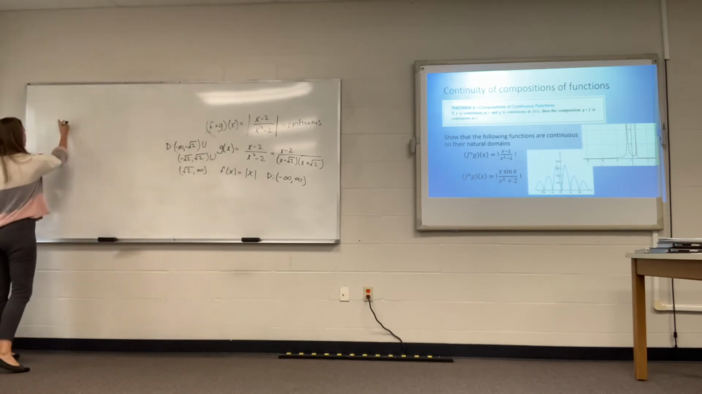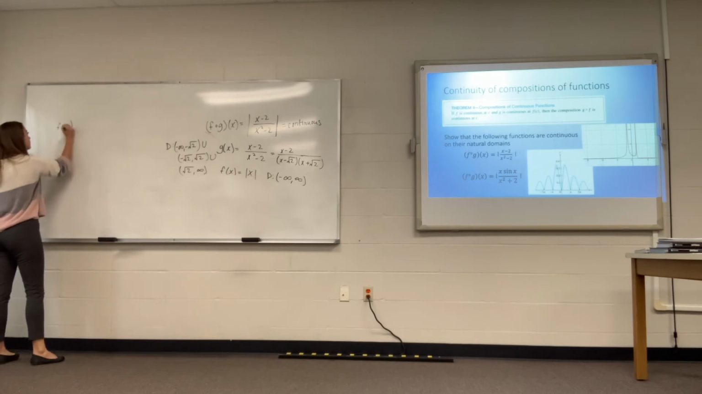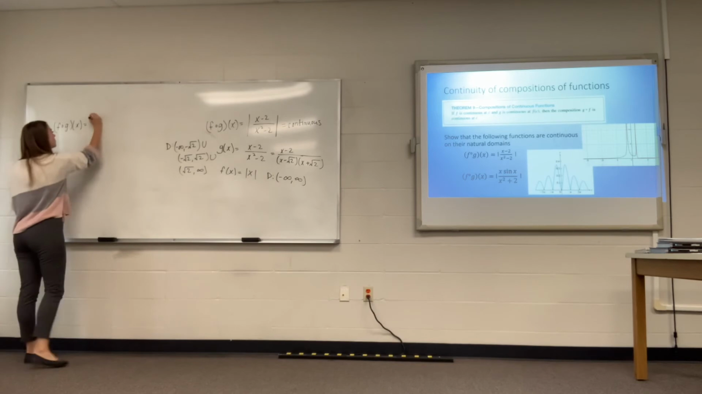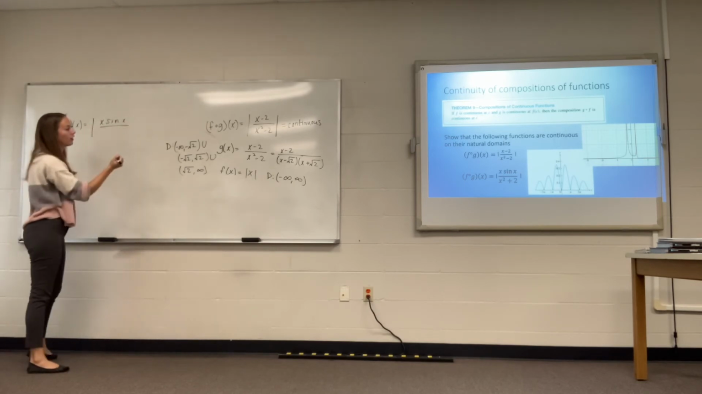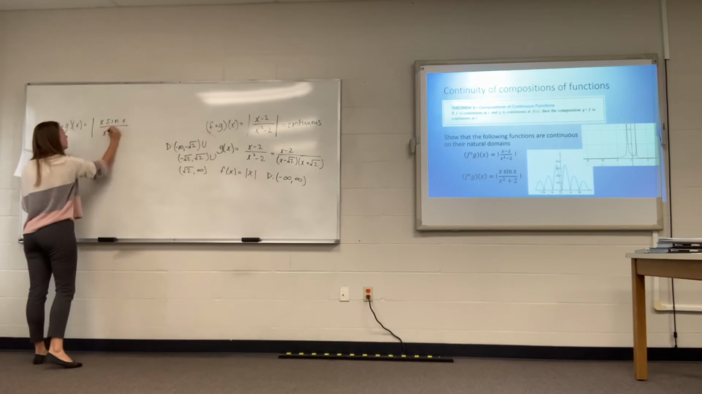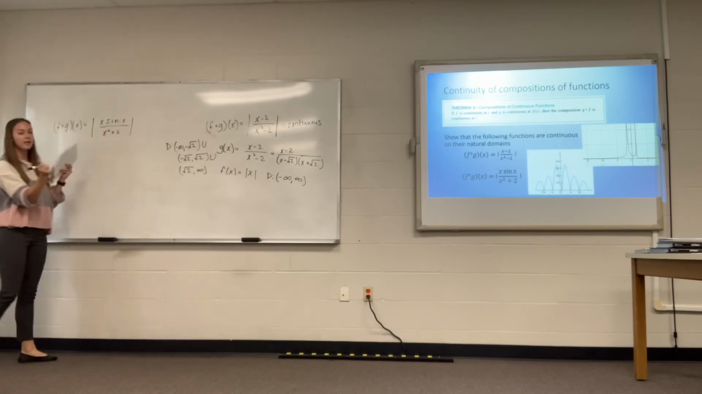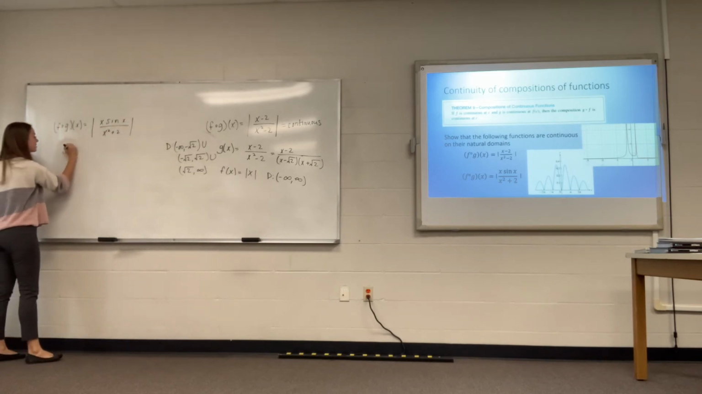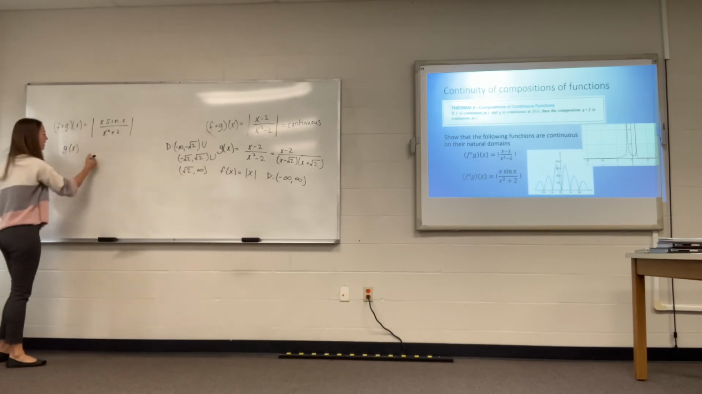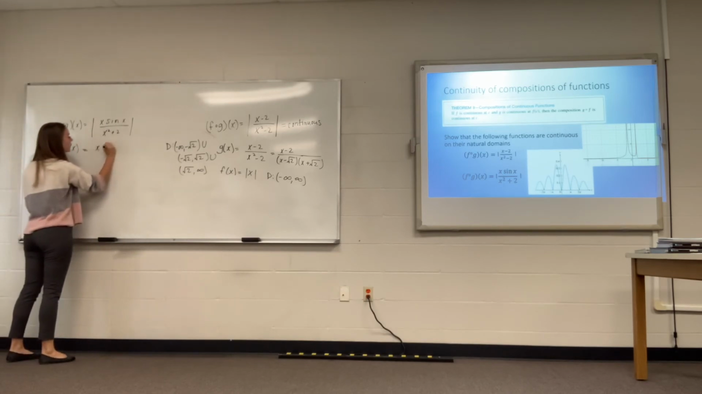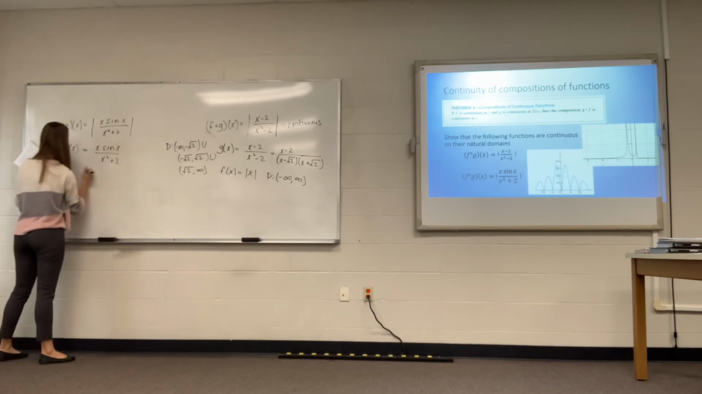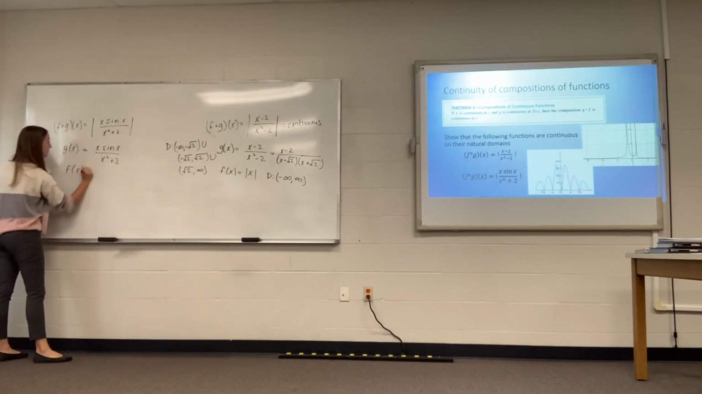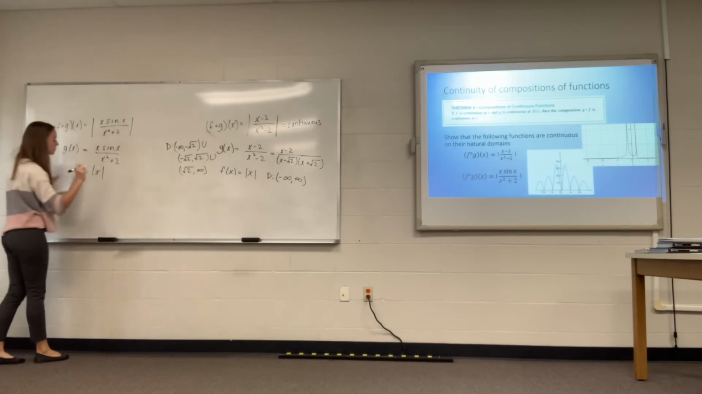So f of g of x is equal to my absolute value of x sine of x over x squared plus 2. So again, I can break this down. My g of x is going to be my function I put inside, so I'd have x sine of x over x squared plus 2. And then my f of x is going to be the absolute value of x.